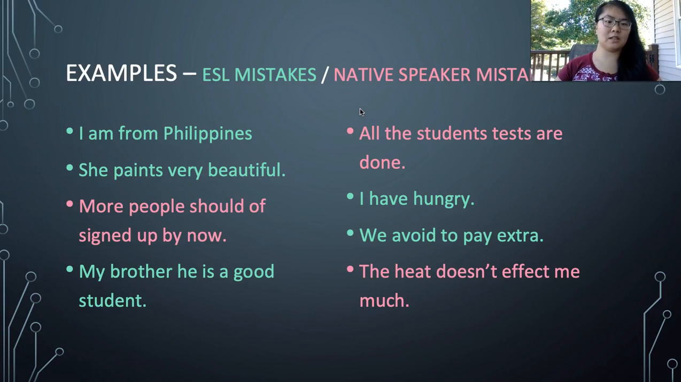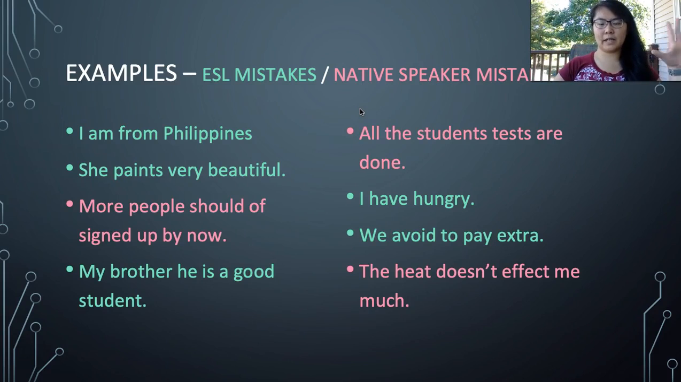Versus in English, we just need one or the other. Having both is a bit redundant. So, my brother is a good student, or he is a good student. The referent or the subject is still the brother of the speaker, but we don't need to double whammy it, if that makes sense. So, "all of the students' tests are done."